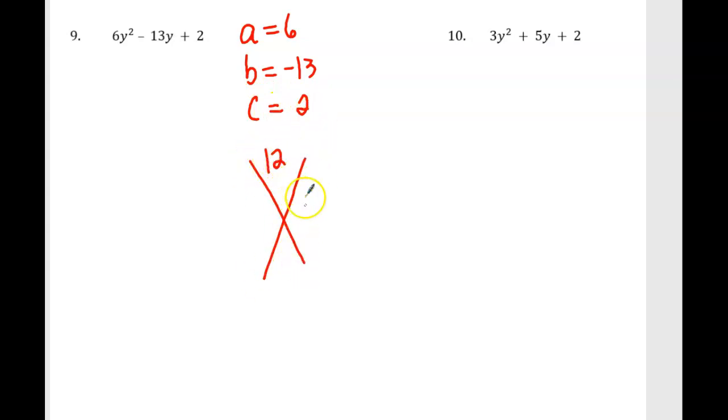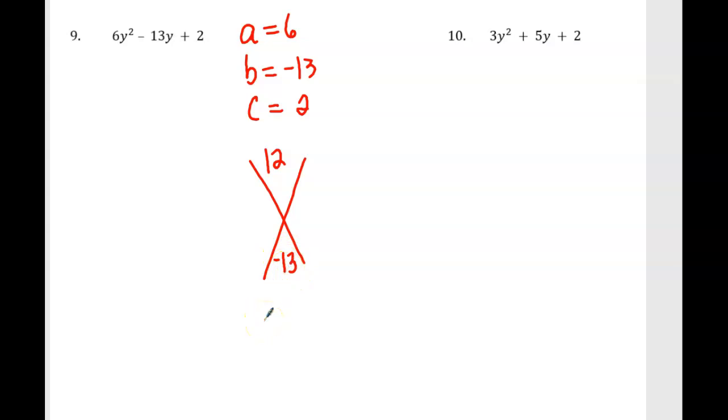All right, let's look at some. At any point, I really want you to pause the video and try some yourself. So again, our A is 6, our B is negative 13, and our C is 2. There's nothing that we could have factored out. When I make my X, 2 times 6 is 12, and I have a negative 13.